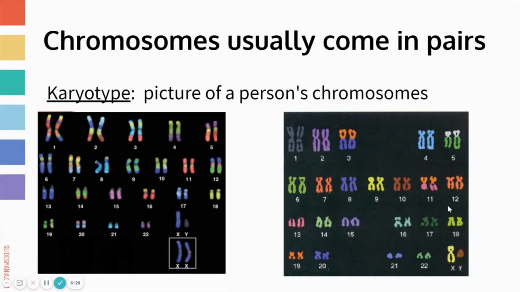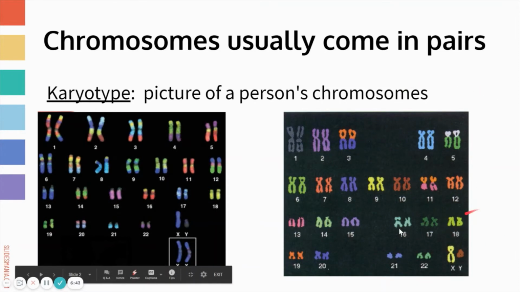So if we go back to our pictures here, we can see that for chromosome 1, 2, 3, 4, 5, all the way through 22, we have a homologous pair for each one of those. So here's the homologous pair for chromosome 16, or we can go over to this one and it's the exact same thing. Down here at chromosome 20, we have a pair, and that's a homologous pair. One came from genetic dad and one came from genetic mom.